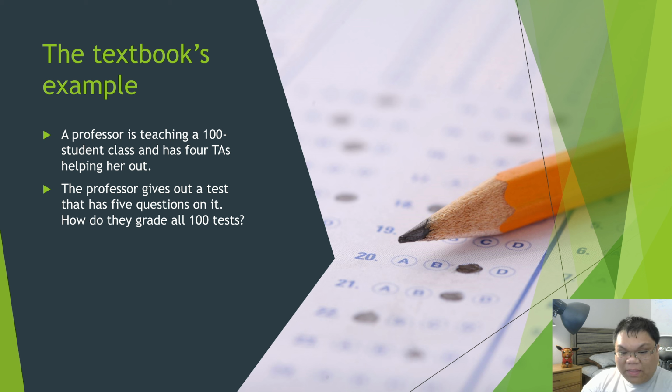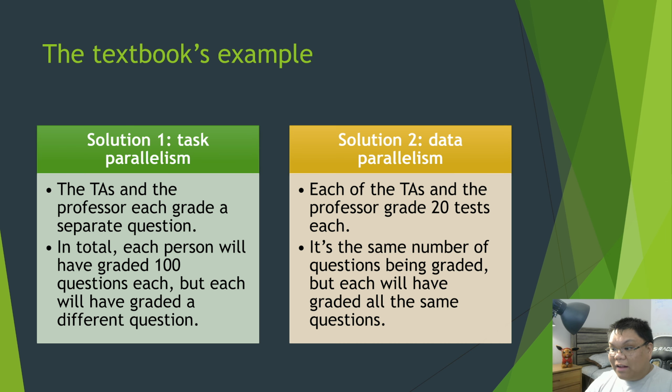Well, there is an obvious solution. Divide those 100 exams into 5 stacks of 20. The professor and the 4 TAs each get 1 stack of 20. And they just grade away. The idea behind that is we are grading, on average, 5 exams in the time it takes to grade 1 exam. And that is the data parallelism solution to this problem of I need to grade all these exams.